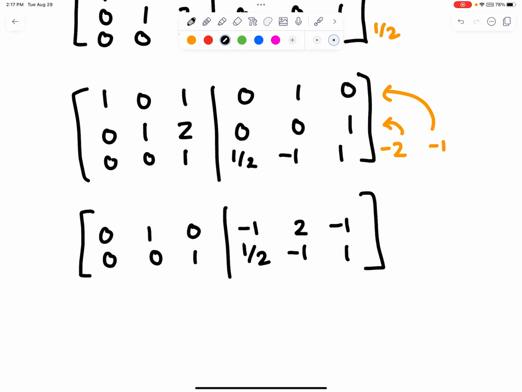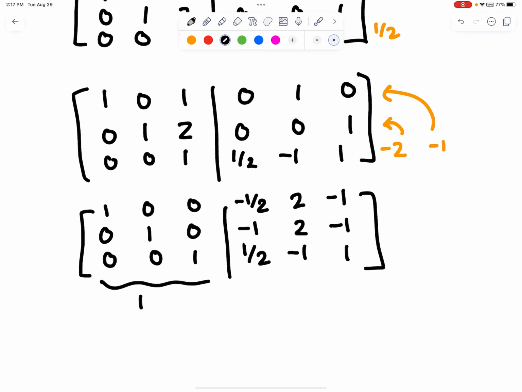Now let's make a new first row. Negative 1 times 0 add to 1 is 1 still. Negative 1 times 0 add to 0. Negative 1 times 1 add to 1 makes a 0. Negative 1 times 1/2 is negative 1/2. Add to 0 is negative 1/2. Negative 1 times negative 1 is 1. Add to 1 makes 2. And negative 1 times 1 is negative 1. Add to 0 is negative 1.